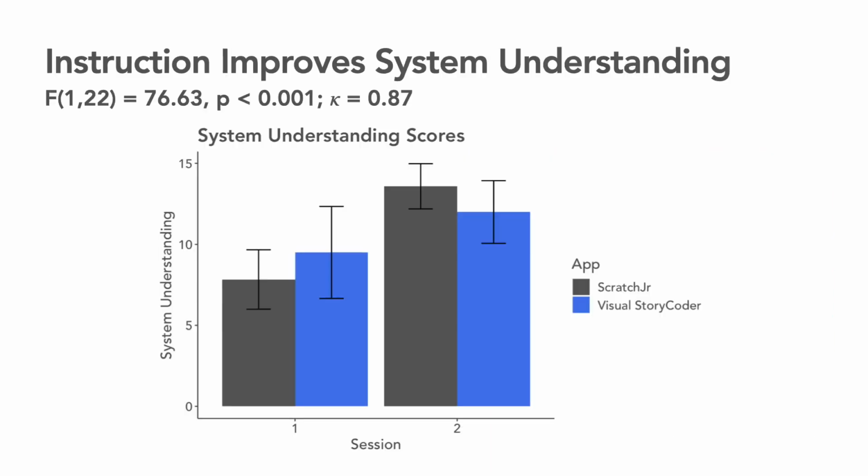Looking at our data, we see an unsurprising significant effect of system understanding by session. Here and on all graphs, error bars show a 95% confidence interval. As you see here, we see an increase in system understanding in the second session after children have familiarized themselves with the app and received instruction.